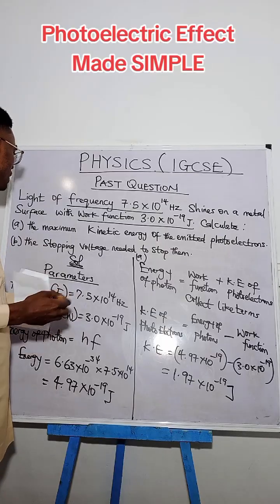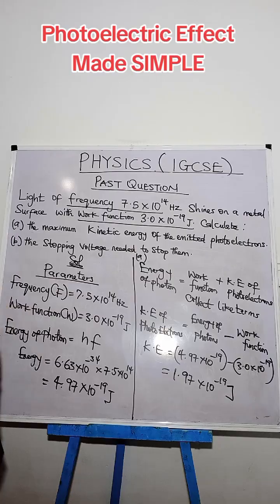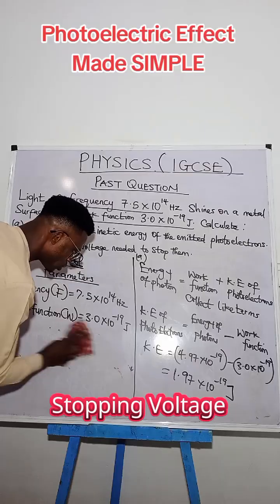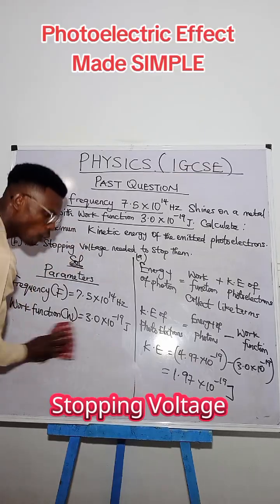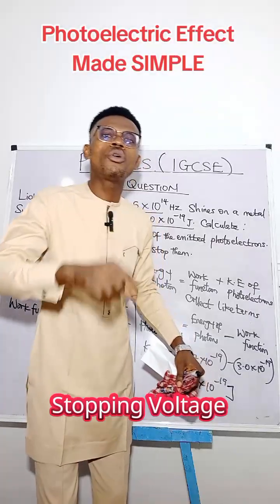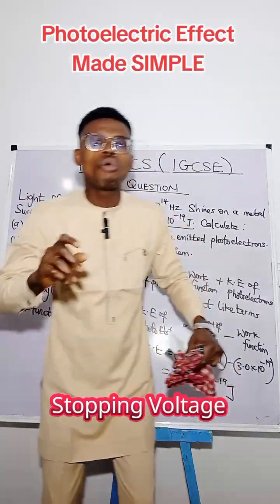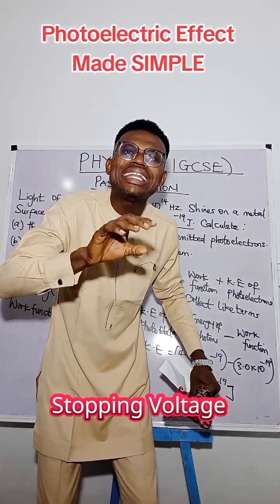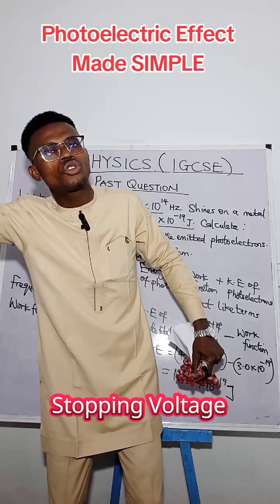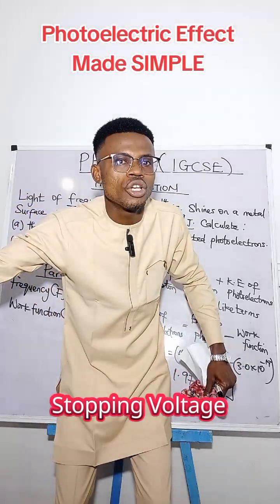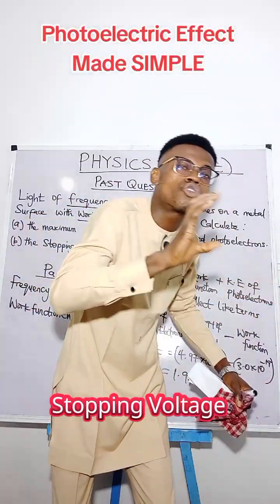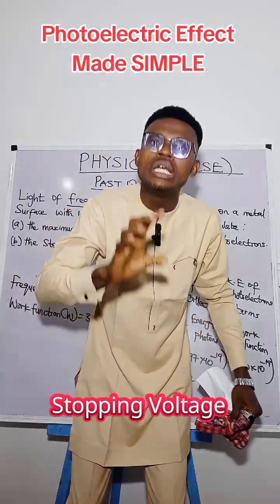Now let's solve for the B part, the stopping voltage needed. Now, what do we mean by stopping voltage? Stopping voltage is simply the minimum voltage that must be applied to stop the fastest photoelectron from crossing to the other side of the circuit. The minimum voltage that must be applied in the opposite direction to stop the fastest photoelectron.